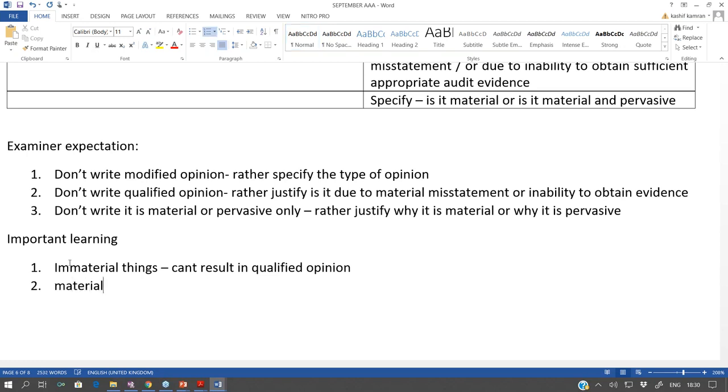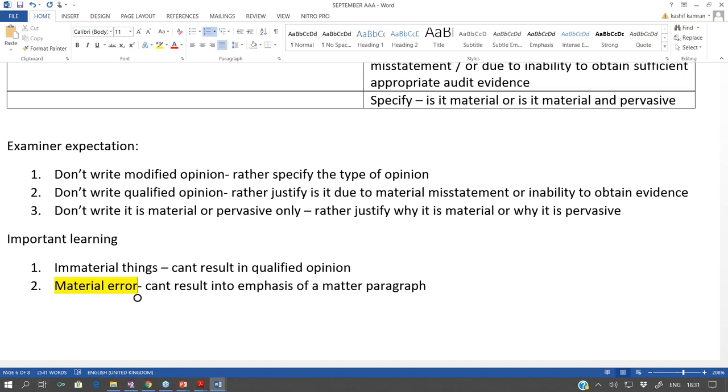Okay, material errors can't result in an emphasis of matter paragraph. Was this what the examiner was telling us? Can we give a qualified opinion for immaterial things? No. And can we give an emphasis of matter paragraph for a material error? So will everyone be controlling this in the exam hall?